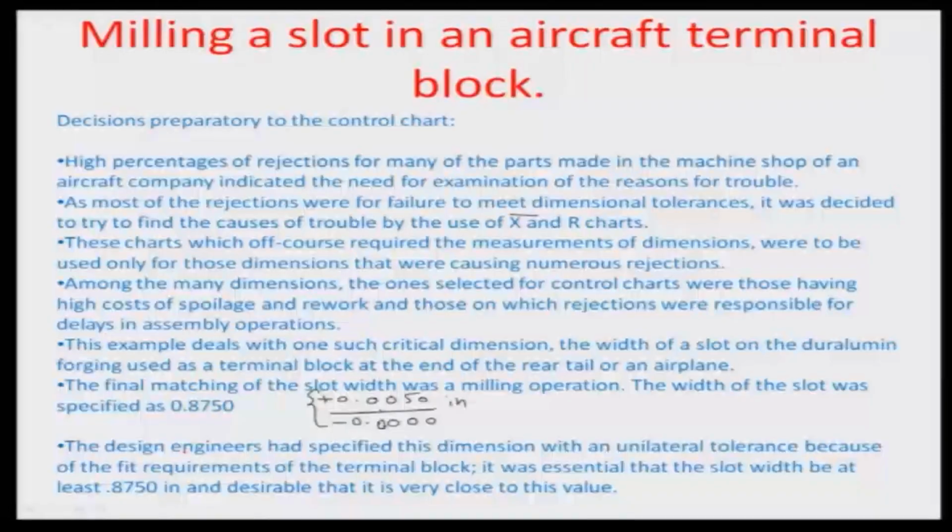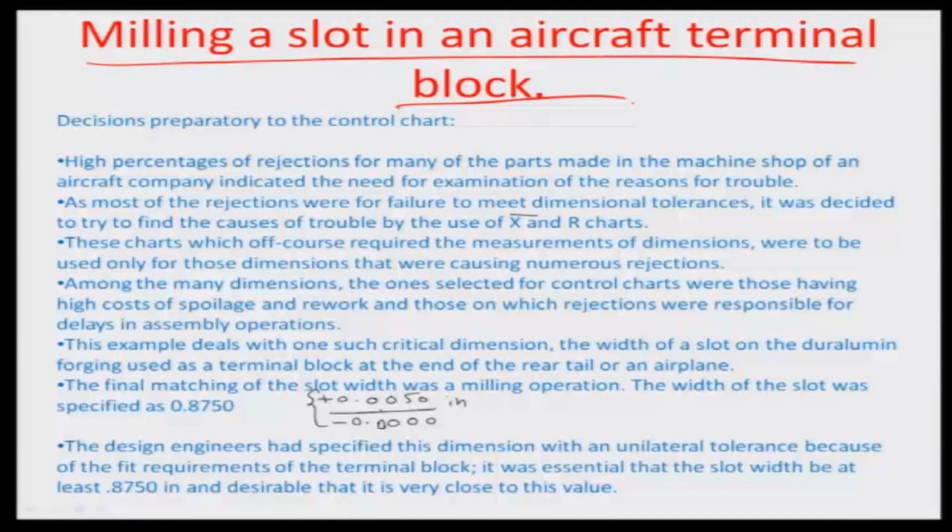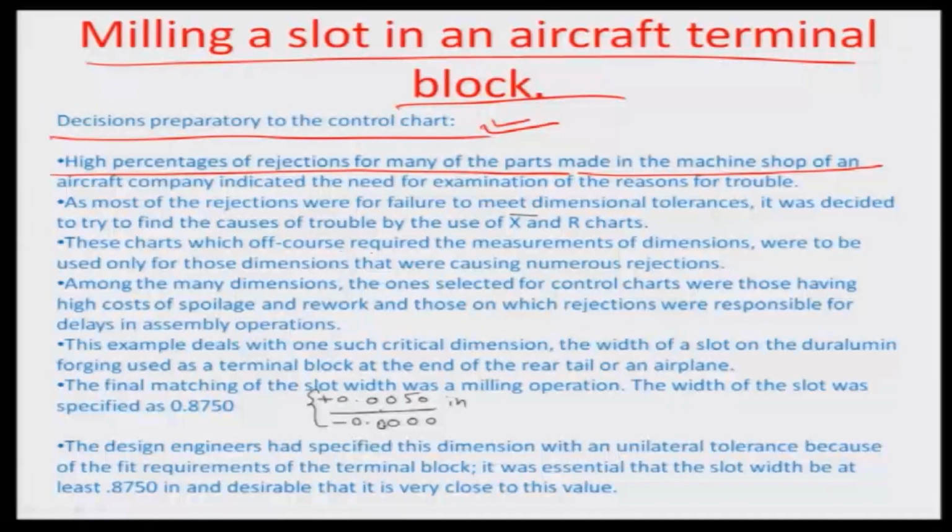Okay. So, I think I had earlier described the milling of a slot in an aircraft terminal block. I am going to go through a few more issues in this particular terminal block. What are the decisions which are preparatory to the control chart? Why was the terminal block example chosen in this particular industry? There were high percentage rejections for many of the parts made in the machine shop of an aircraft company, and this indicated the need for examination of the reason for trouble.